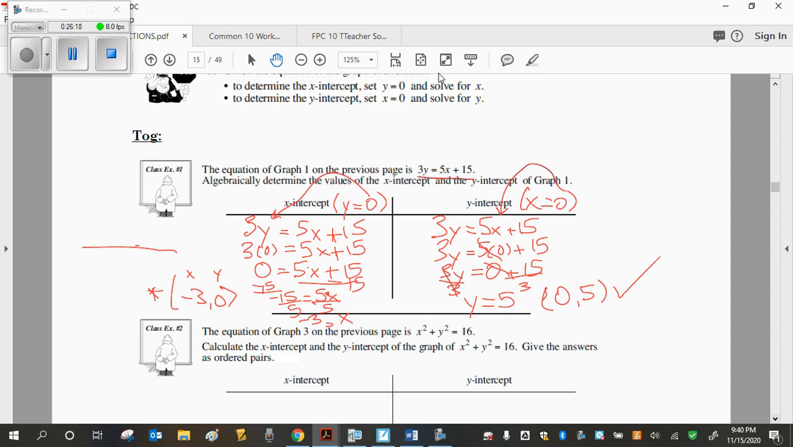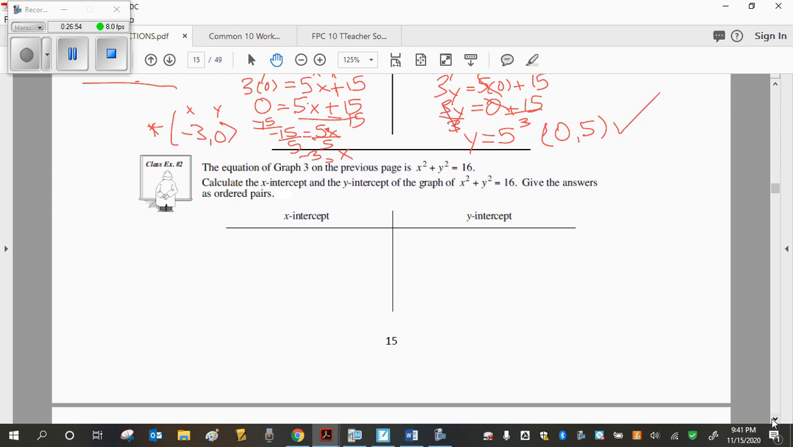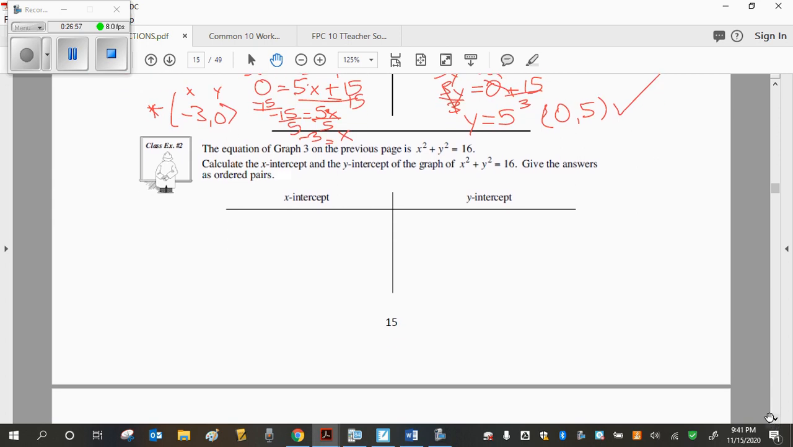That's the y-intercept. Now you could actually graph this line just by using the xy intercepts. That's the line 3y equals 5x plus 15, but we'll be doing that later on, not right now. But xy intercepts are very important for several concepts in math throughout grade 10, 11, 12. So let's be happy when I ask you an x and y intercept question, because there'll be many throughout the years.